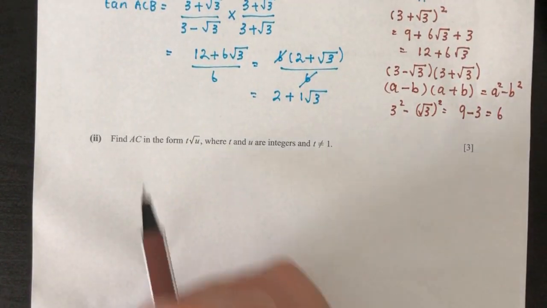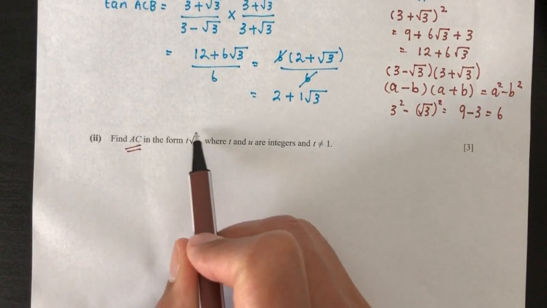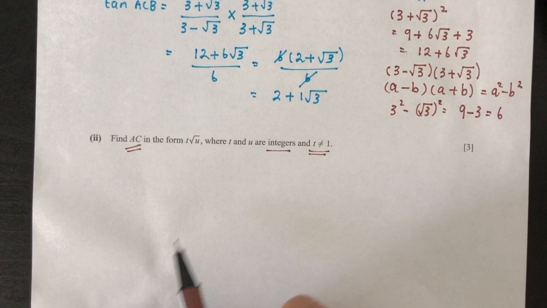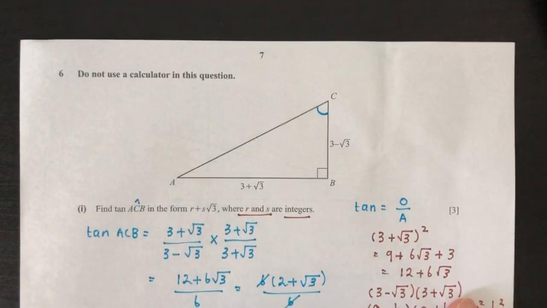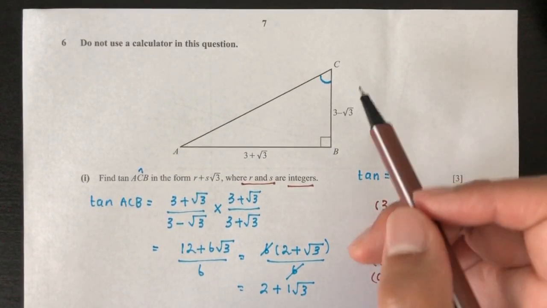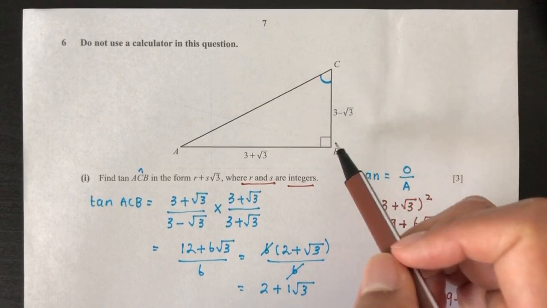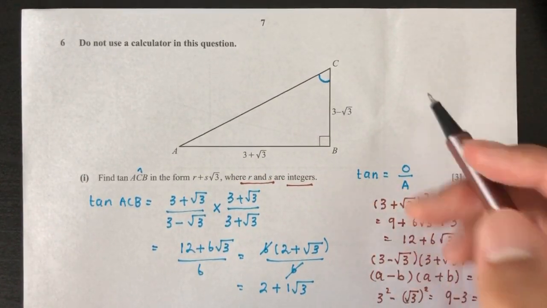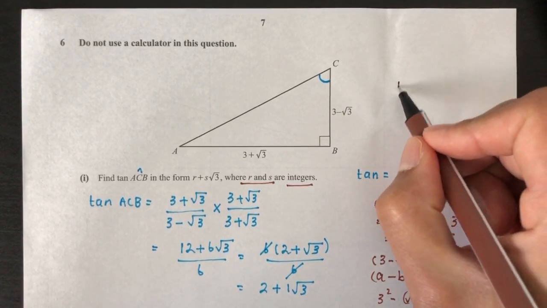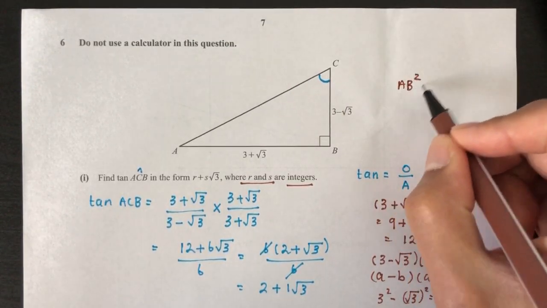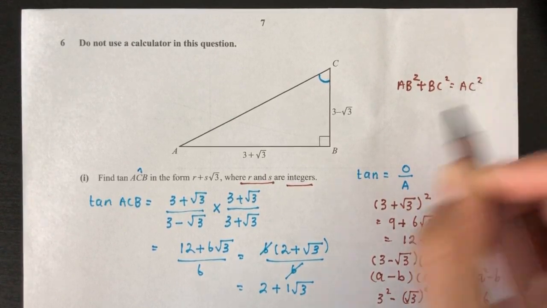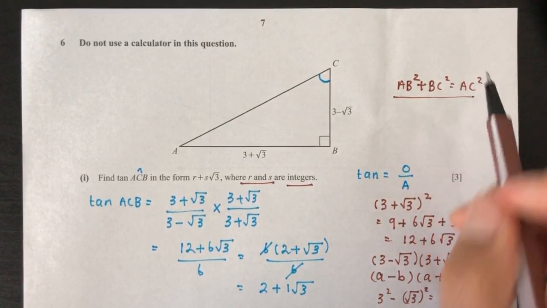Now part 2 is to find AC in this form, where t and u are integers and t is not equal to 1. So how do you find AC? If you have a look here, we have a right angle triangle, so you can use the Pythagoras theorem. It means that we have AB squared plus BC squared is equal to AC squared. We have to use this to find AC.